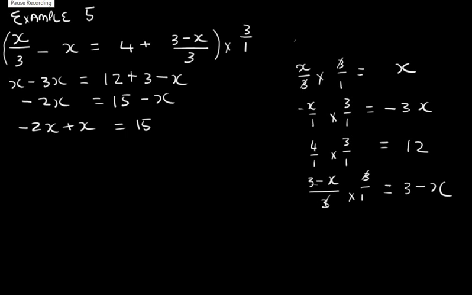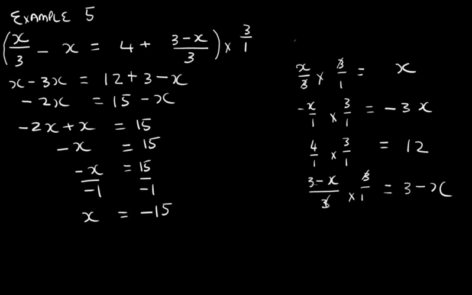Where do we want our x's? We want our x's and our constants separated. So I'm going to take that negative x over to the left hand side, and it will become positive x. That leaves us with negative x is equal to 15. However, we need to solve for x. This means that we need to divide by the number in front of x, which is negative 1. And what we do to the left, we must do on the right. And we find that x is equal to negative 15.